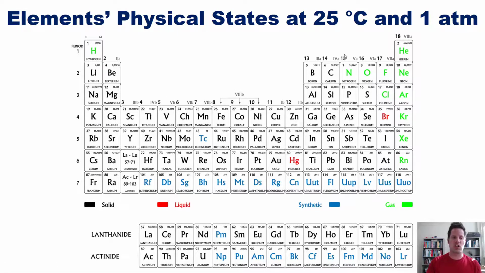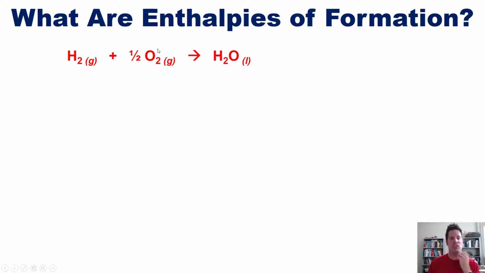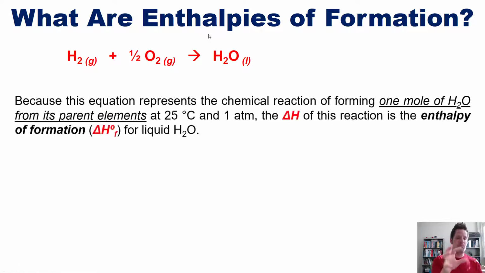With that in place, it should make sense why we have to write H2 gas, O2 gas, and we're dealing with H2O liquid here in this case, although you can also write a separate equation with different values for H2O gas or H2O solid. Now, because this balanced equation represents the chemical reaction of forming 1 mole of H2O liquid from its parent elements under standard conditions, 25C and 1 atmosphere, the delta H for this reaction is the enthalpy of formation for liquid H2O. And it happens to come to negative 286 kJ per mole.